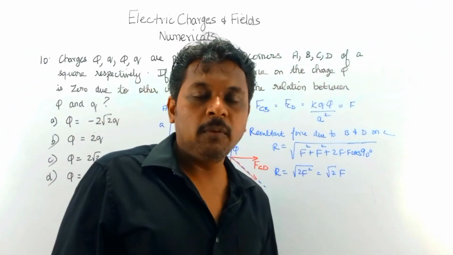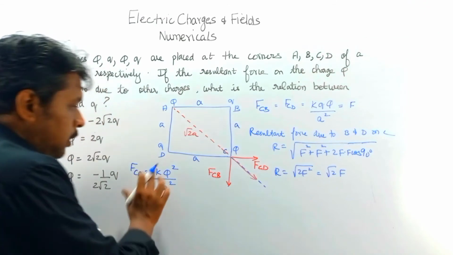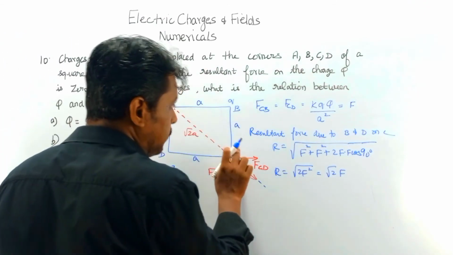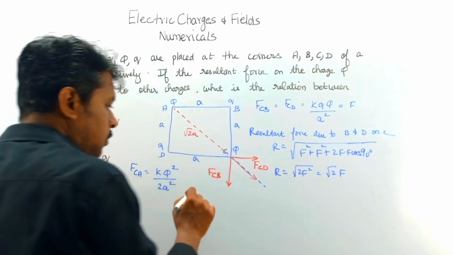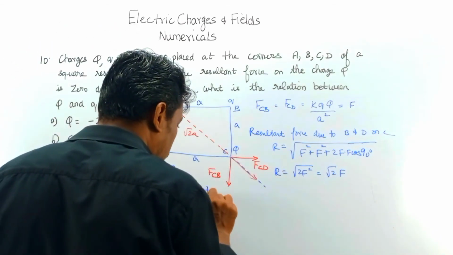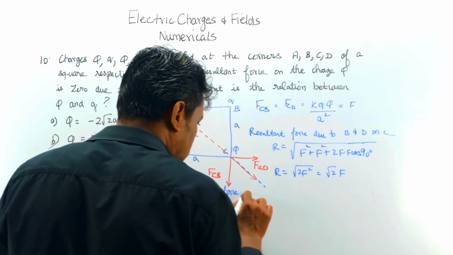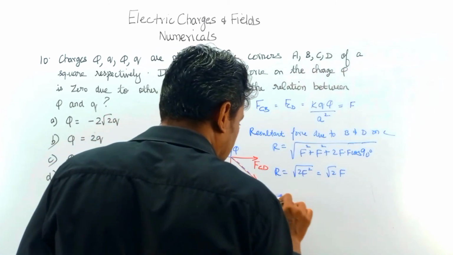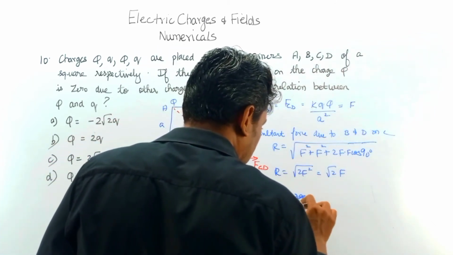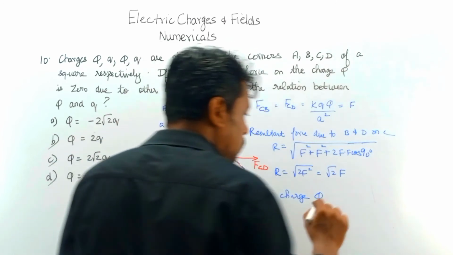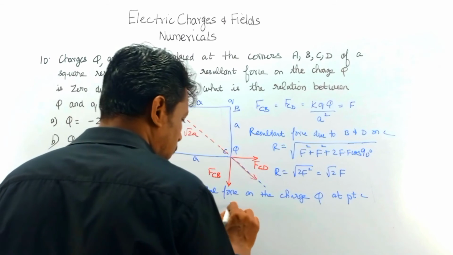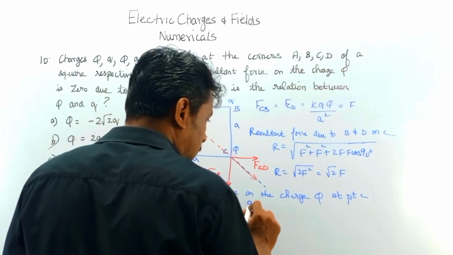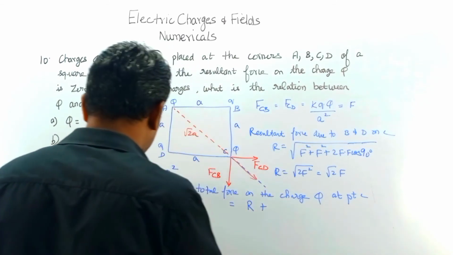Now the condition is that the total force acting on this charge Q will be 0. What is the relation between capital Q and small q? So now take the total force on the charge Q at point C, which is equal to the addition of this value R plus FCA.